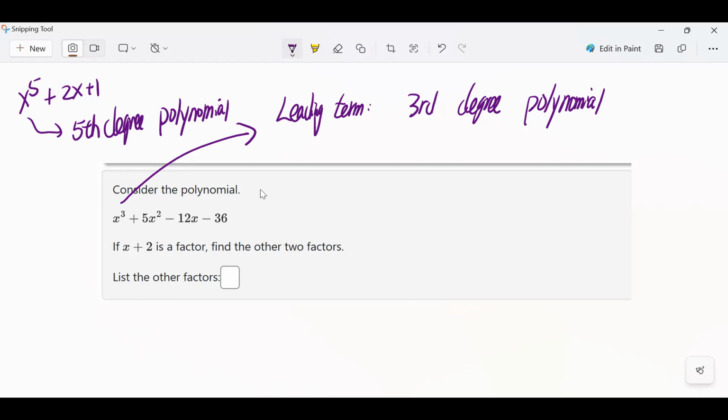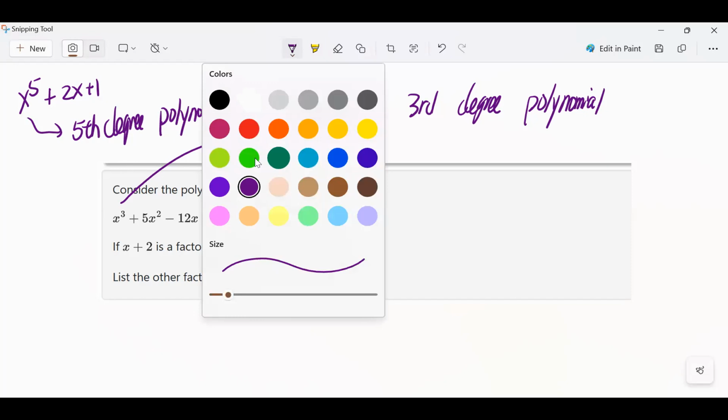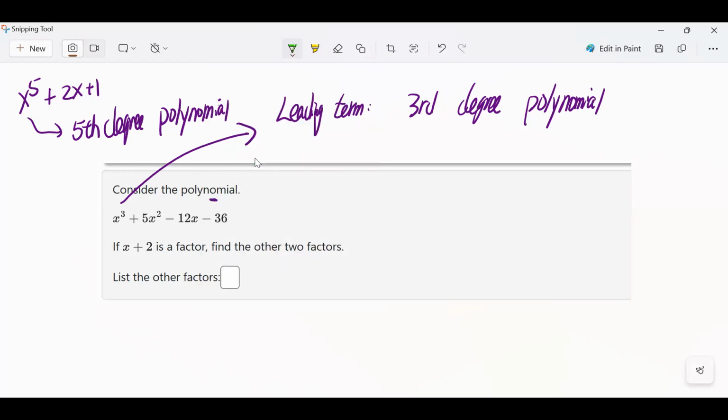Now let's consider this polynomial, and what we try to do is, if x plus 2 is a factor, find the other 2 factors. So any suggestion of how we tackle this? What do you think? X plus 2 is a factor.